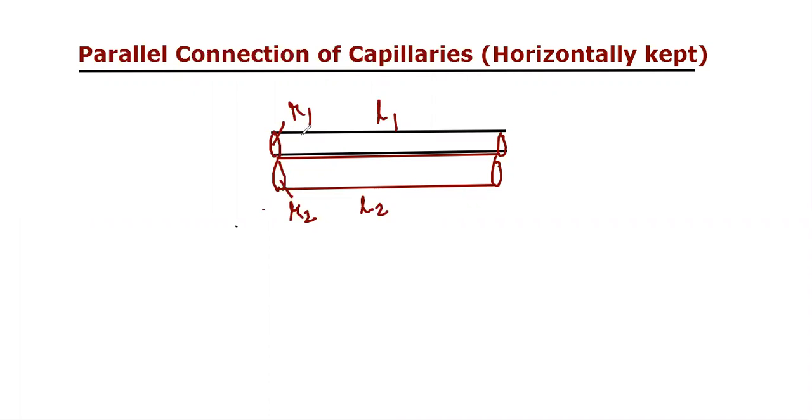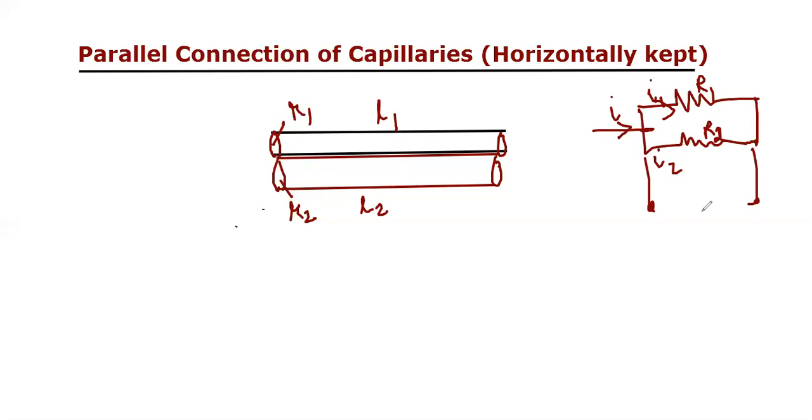So you just try to recollect when the resistors were connected parallelly like this. You remember the current flowing through this is I. Through the first resistance the current was I1, and through the second resistance the current was I2. And what was constant? The constant was the potential difference. So V is constant.